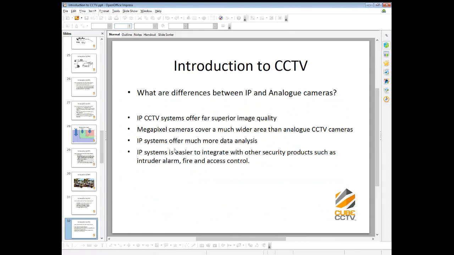And the other advantage of IP system is that you can easily integrate it with other security devices like intruder alarm, access control, and fire alarm. Because most of the devices like intruder alarm, access control, fire alarm nowadays use IP. So using IP camera, it's an advantage that you could now integrate them into one solution. So it will be more of a one solution for your customers. You could take an example like home automation systems, which nowadays use IP.